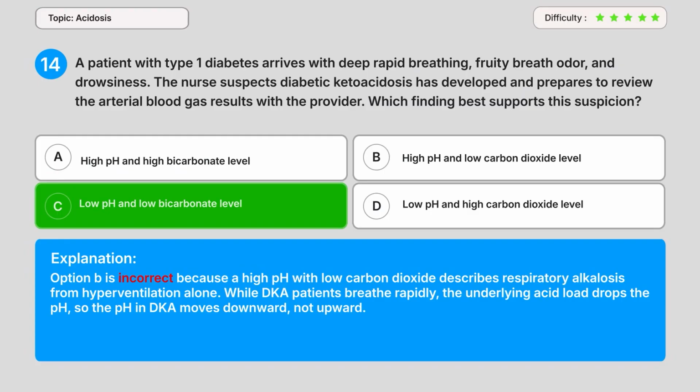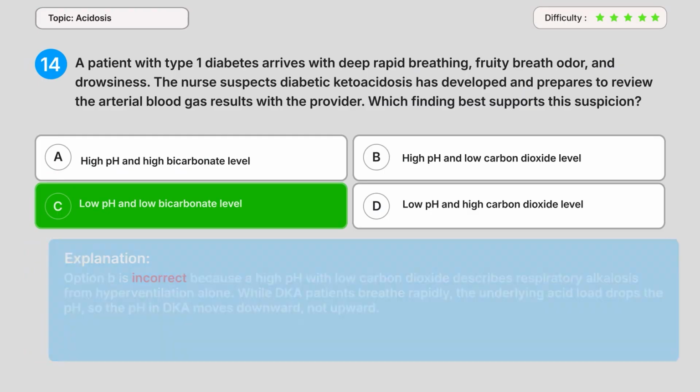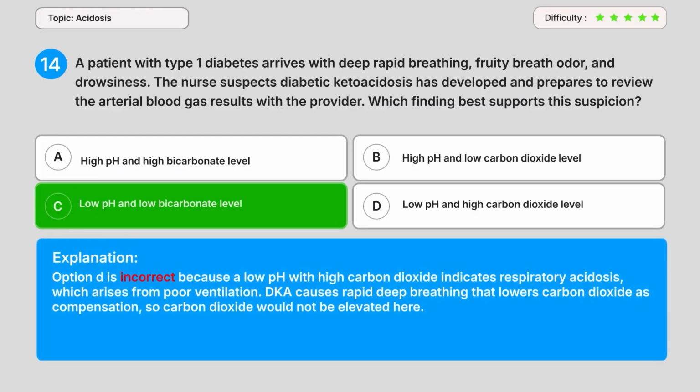While DKA patients breathe rapidly, the underlying acid load drops the pH, so the pH in DKA moves downward, not upward. Option D is incorrect, because a low pH with high carbon dioxide indicates respiratory acidosis, which arises from poor ventilation. DKA causes rapid deep breathing that lowers carbon dioxide as compensation, so carbon dioxide would not be elevated here.